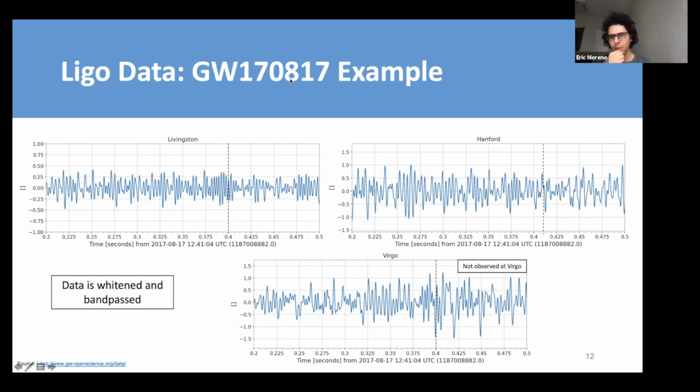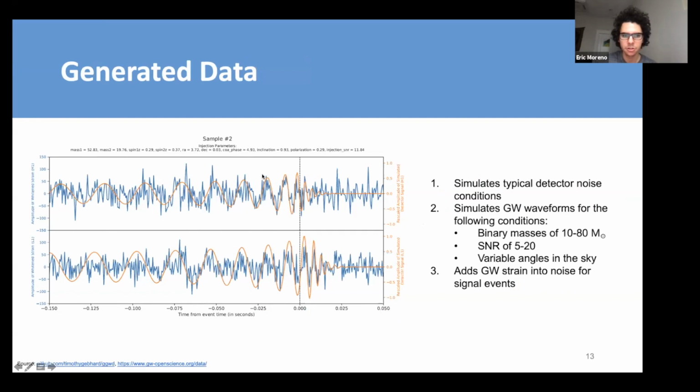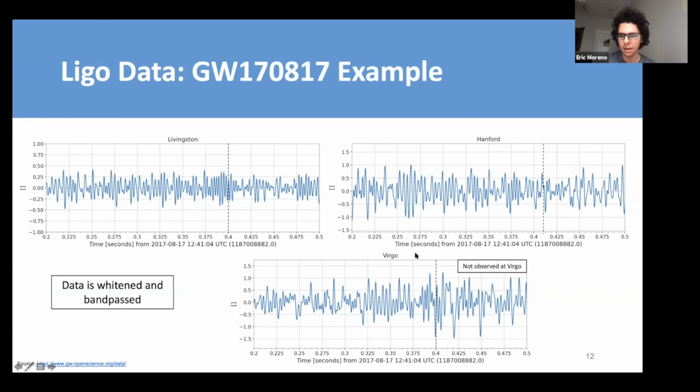GW170817, I believe, is the first binary neutron star merger. And this is what the data looks like at different detectors. As you can tell, it's not at all obvious that a gravitational wave has passed through any of these detectors. It never actually passed through Virgo. But at Livingston and Hanford, the two LIGO detectors, maybe you can see something, but it's very faint. And this was a powerful signal as well.